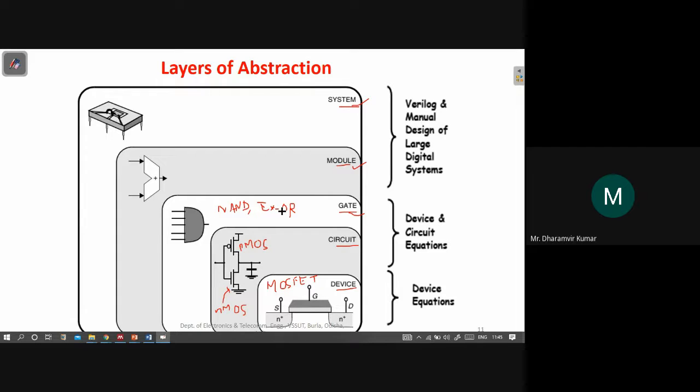Now power came in the college. So a gate would consist of several circuits, which in turn consist of some devices.